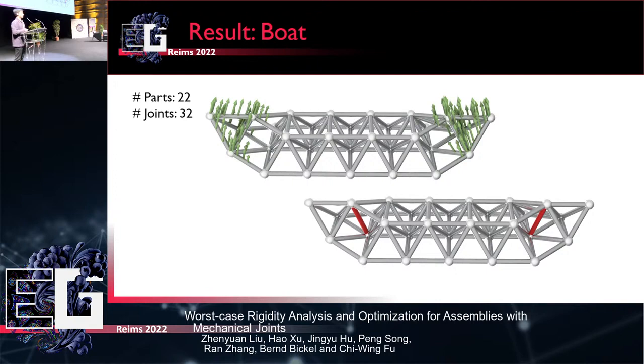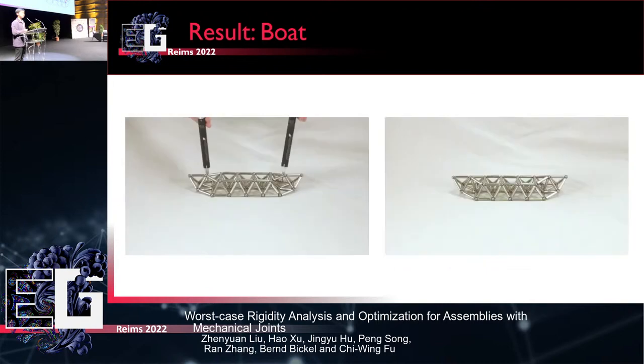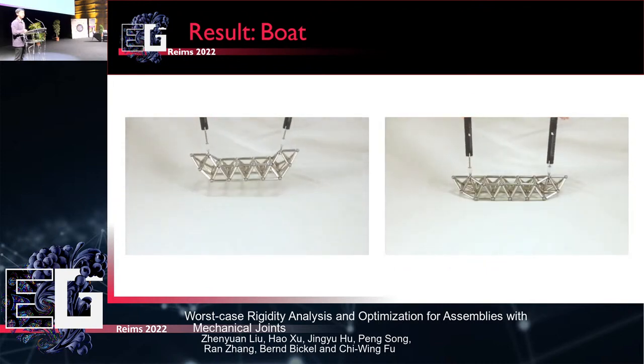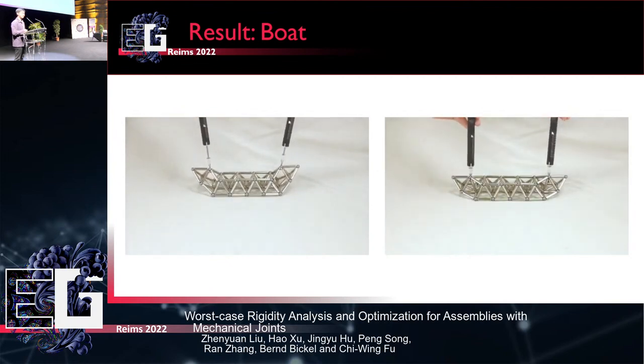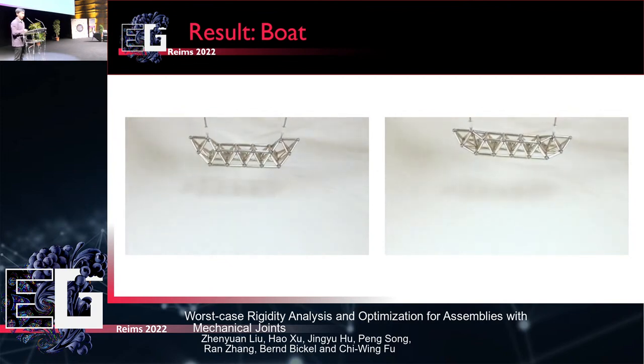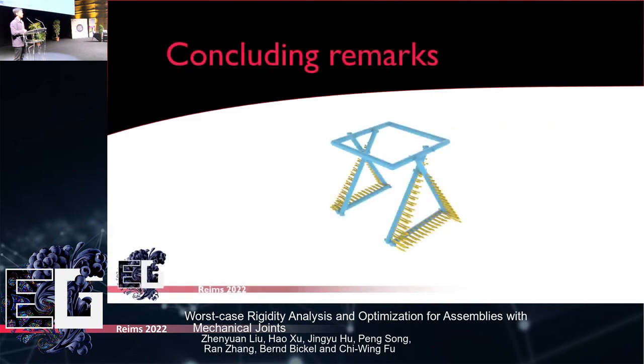And after using our method, we can add these two bars in between to cancel the free motion and make the boat more rigid. So here are the video footages for comparison. I guess if you look at the right, you would prefer the one on the right instead of the left one. Okay, so that will be the last example I want to show.